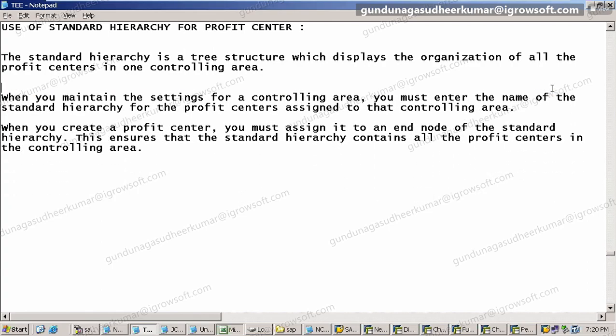Next, when you maintain the settings of a controlling area, you must enter the name of the standard hierarchy for the profit center assigned to that controlling area. So when you create a profit center, you must assign it to the end node of the standard hierarchy. This ensures that the standard hierarchy contains it. This is the main point.